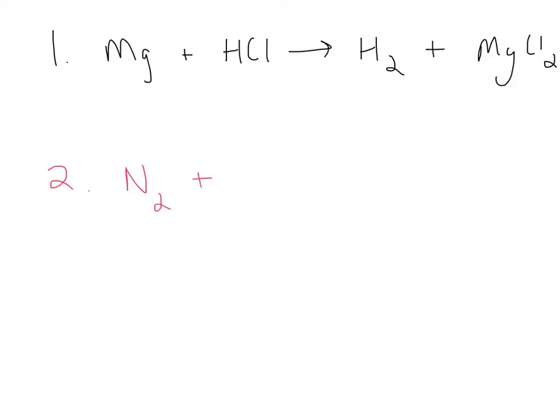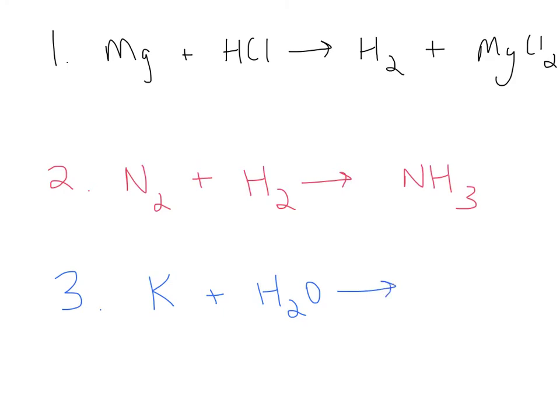Here we have N2 plus H2 yields NH3. And for a third one, we have K plus H2O yields KOH plus H2. Okay, so here are some practice problems. You're trying to balance these out and write this on a separate sheet of paper and do it out. Feel free to pause this because I'm going to start doing the answers. So pause this now and then you can check your answers and we can move on.